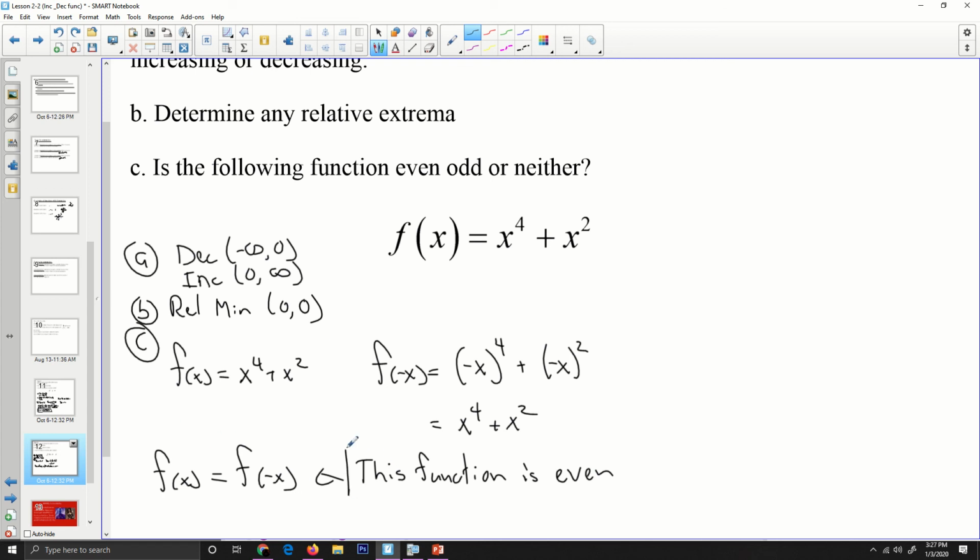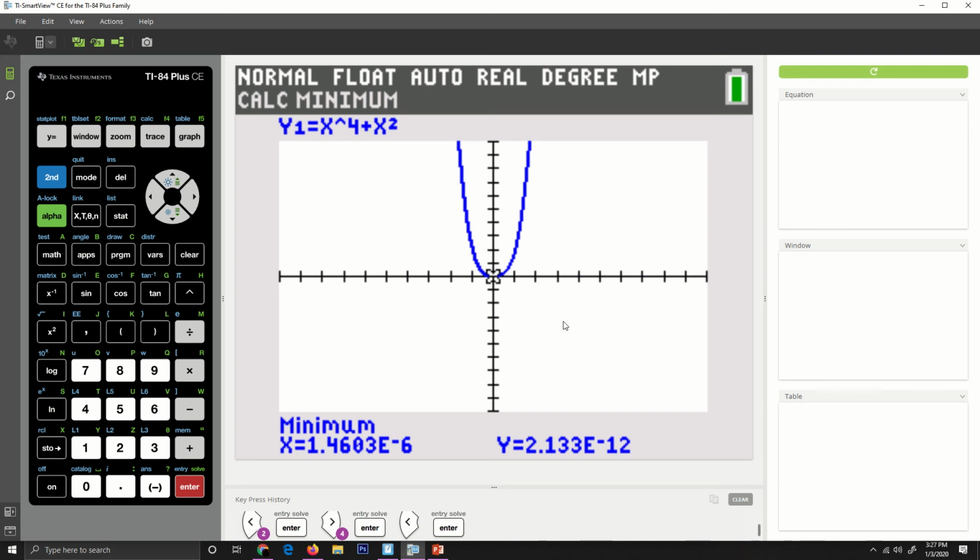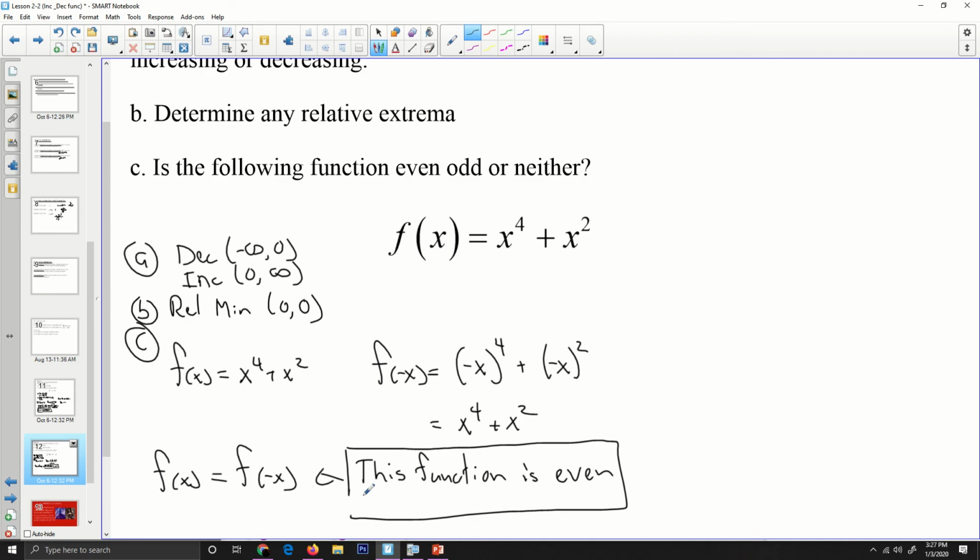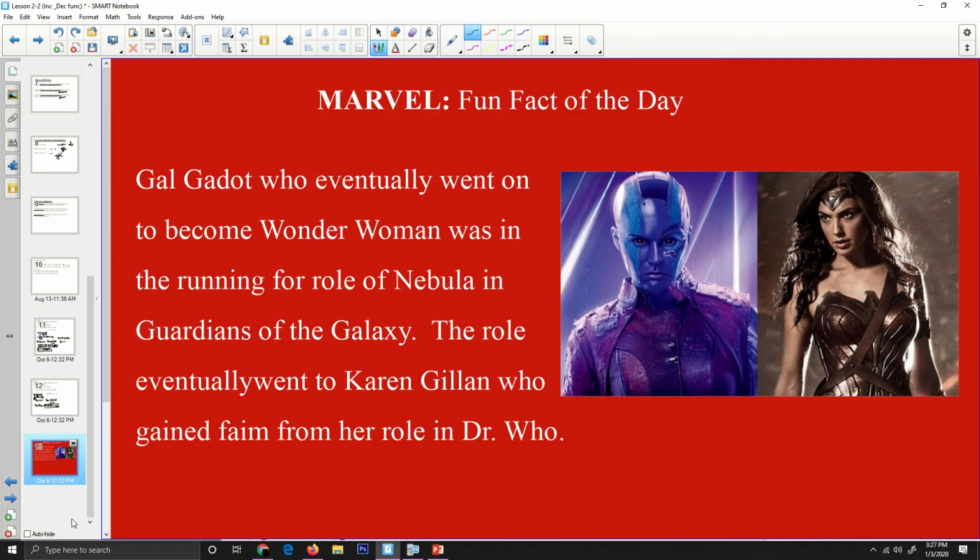Now, since it is even, it can't be odd and it can't be neither. That means we are finished with this particular function. And clearly, if I look at this function, it is symmetric to the y-axis. And that makes us feel even more confident with our conclusion that this function is even.